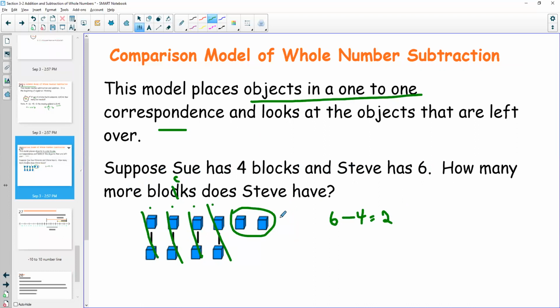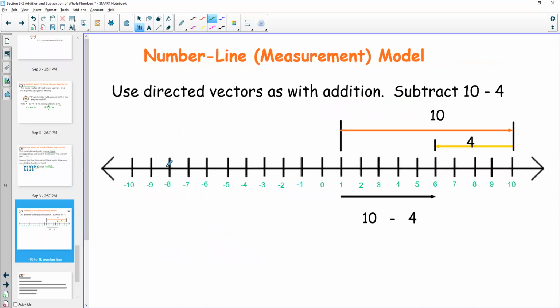Okay, and it is important that we take the physical model or even the drawing and translate it into numbers and into symbols so that kids start to go between these two and can be fluid and flexible in writing equations. The number line model is the same with subtraction as with addition.